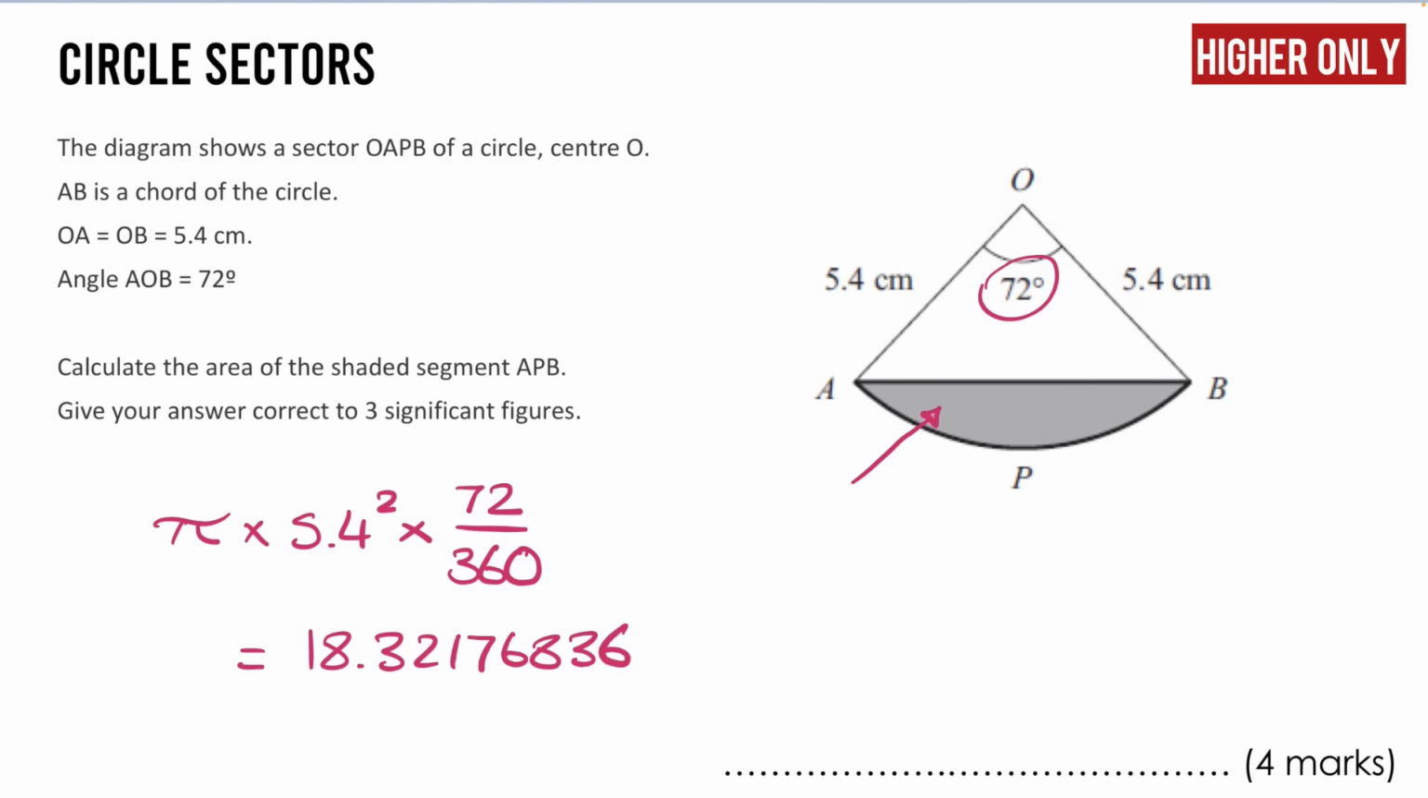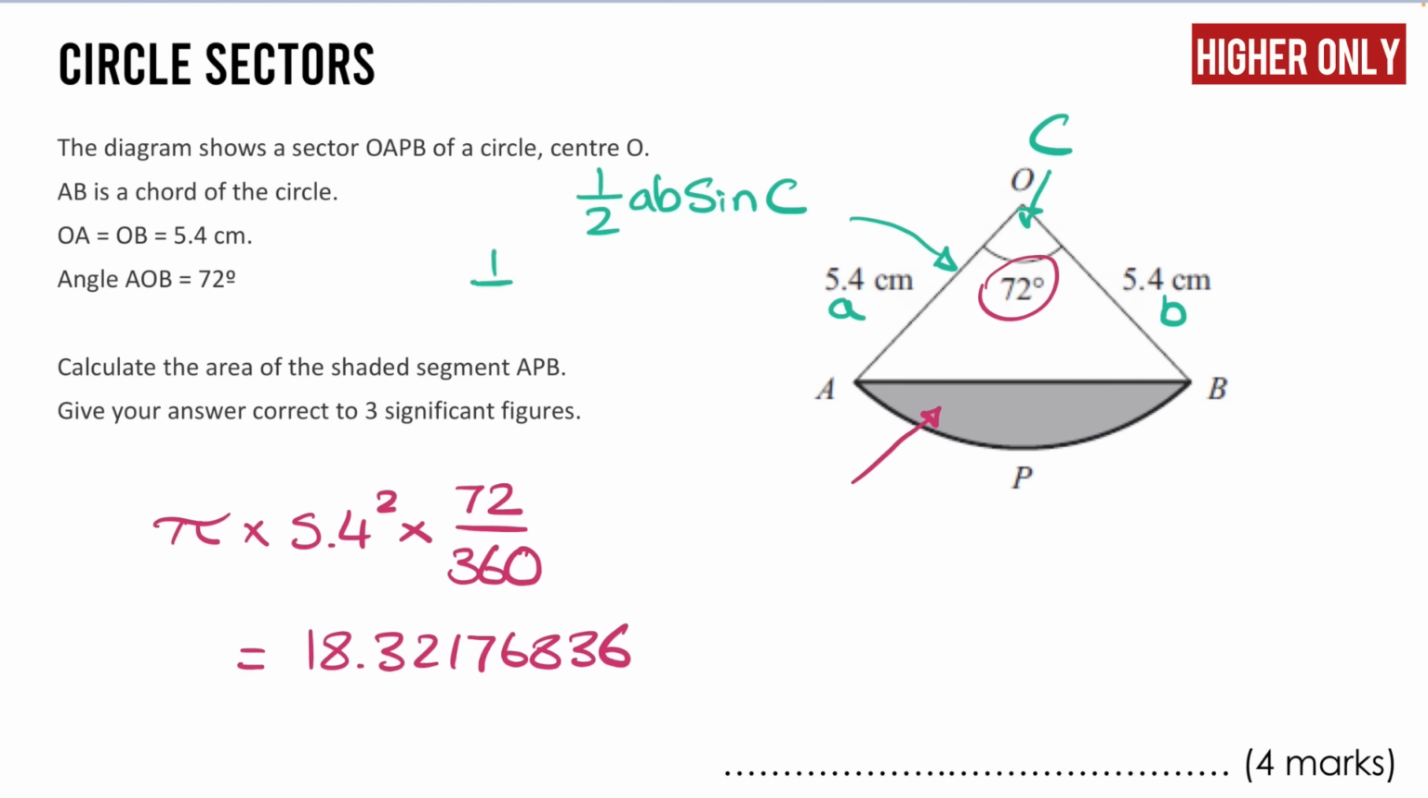18.32176836. Now to work out the area of the triangle, so we can take that away from the area of the sector, we need to use half AB sine C. Half AB sine C allows us to work out the area of a non-right angled triangle where we don't know the height. It also allows you to work out the area of a right angled triangle, but we typically don't need that because we normally have the height and the base of those triangles. So here C is the angle that we're using, in this case the 72, and A and B are the two sides that create that angle.